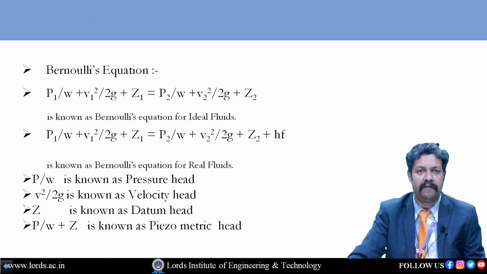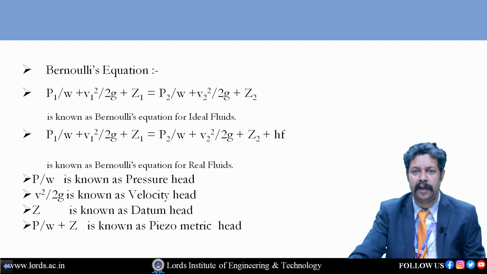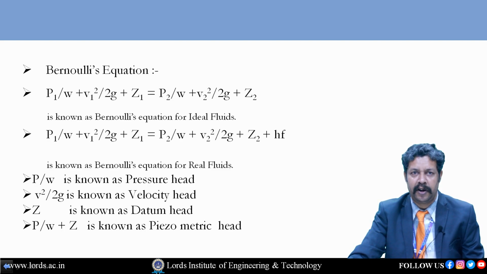Bernoulli's equation for ideal fluids. When we are considering two different sections, P1 by W plus V1 square by 2G plus Z1 is equal to P2 by W plus V2 square by 2G plus Z2. So that is Bernoulli's equation for ideal fluids. And P1 by W plus V1 square by 2G plus Z1 is equal to P2 by W plus V2 square by 2G plus Z2 plus HF, where HF is known as head loss due to friction. This is Bernoulli's equation for real fluids. And already, P by W is pressure head, V square by 2G is velocity head, P by W plus Z is known as piezometric head.